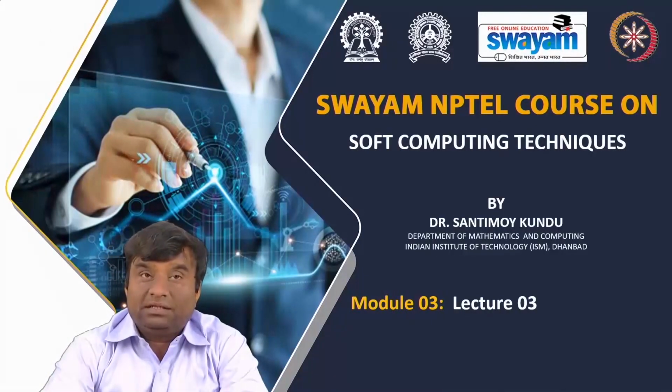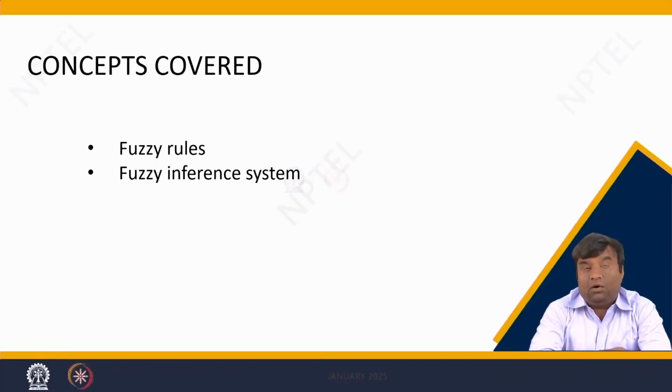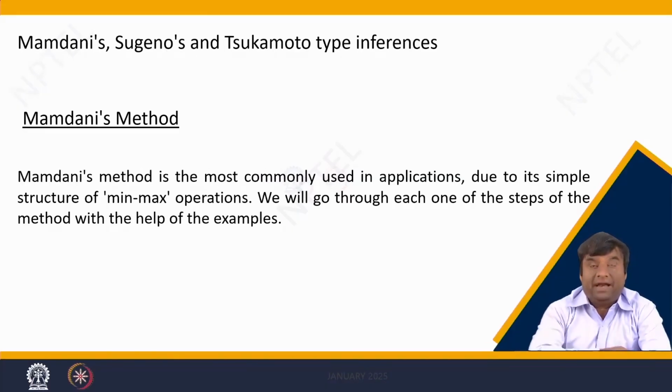This is the third lecture of module 3. Till now we have covered module 1 and module 2. In module 3, we have studied fuzzy rules and fuzzy inference system. Basically, there are three types of fuzzy inference system we will study. We will first study Mamdani, then we will study Sugeno and Tsukamoto type of inferences. So first, let us discuss the Mamdani method of inference.